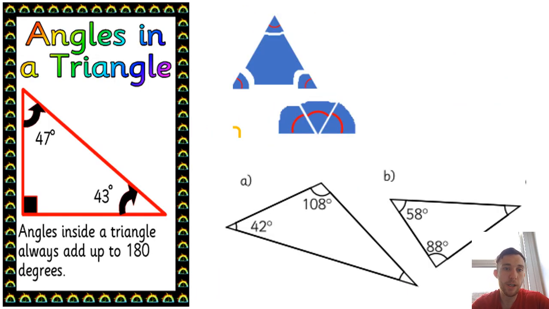Okay, so now we're going to be looking at angles in a triangle. So angles inside a triangle always add up to 180 degrees.